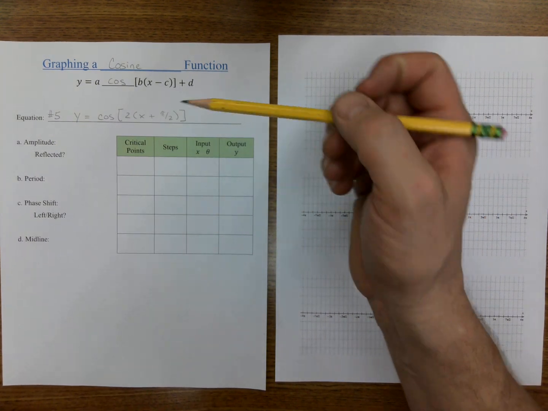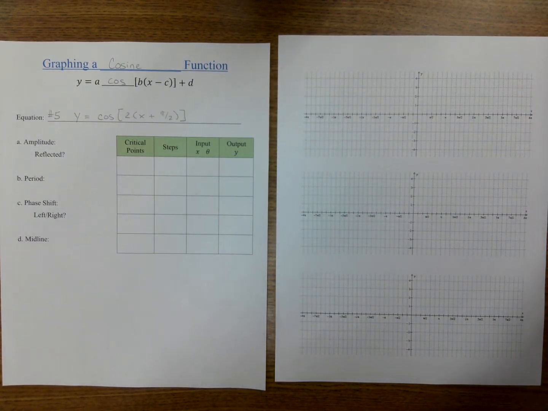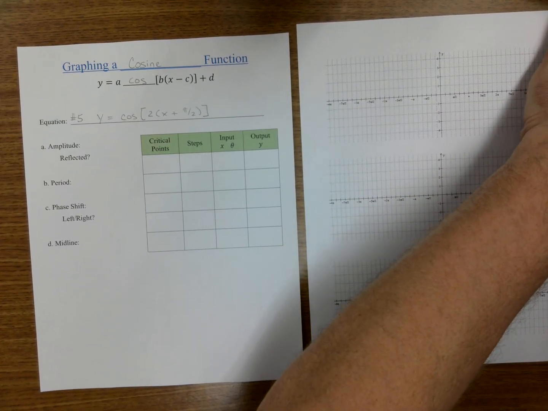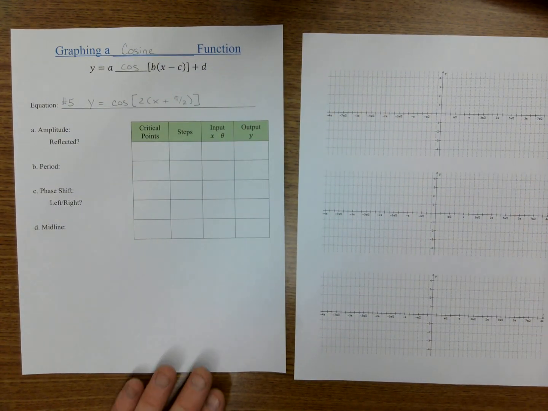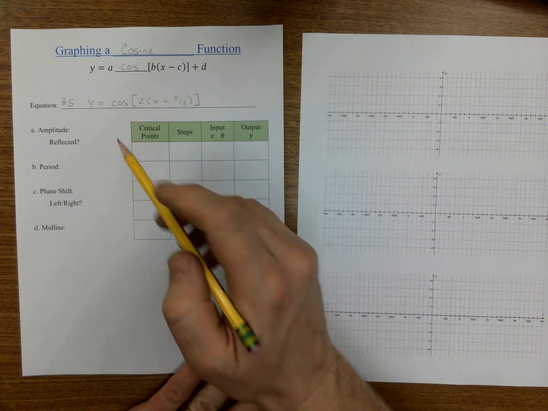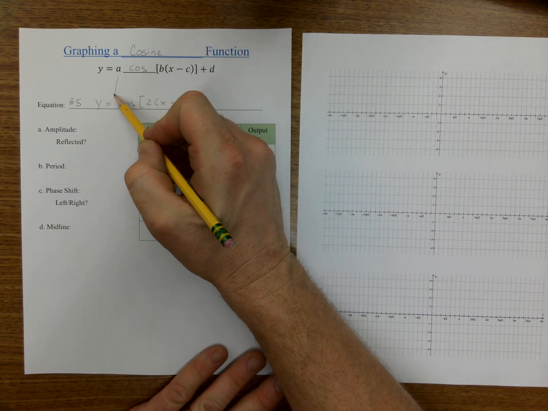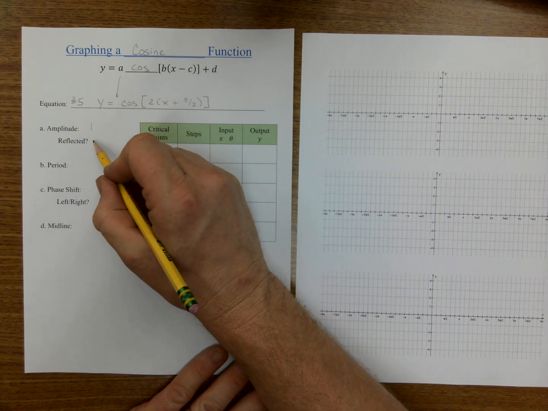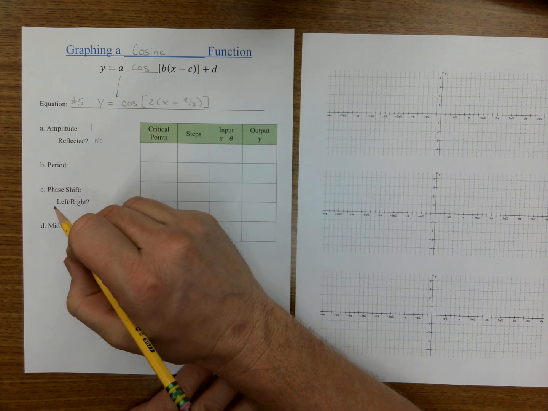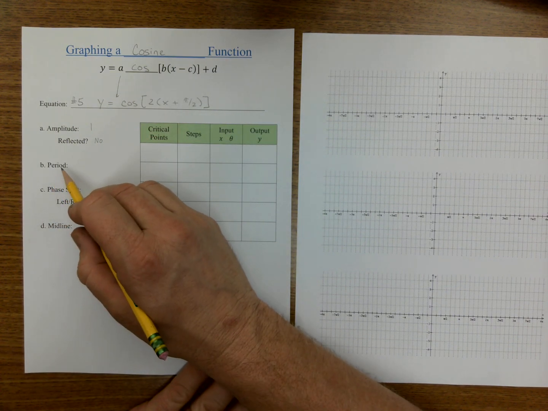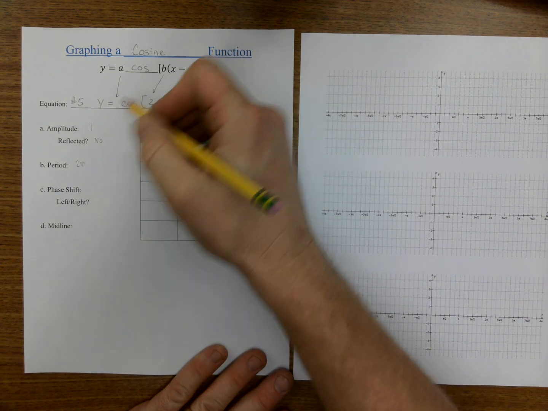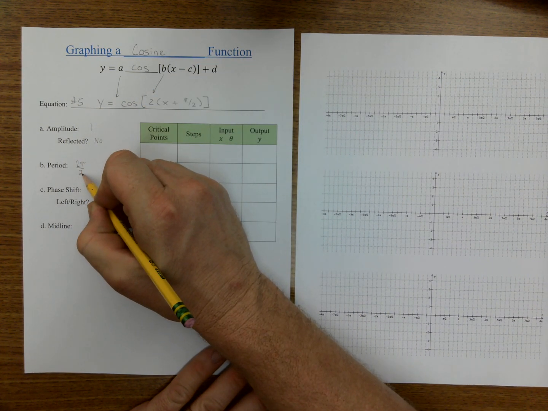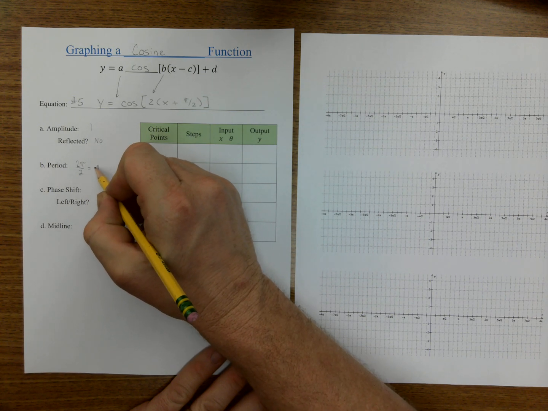All right, the cosine graph is going to operate exactly like the sine graph here. We're going to go ahead and follow our plan over here. What is the amplitude? Well, that is the a variable, so it's a 1. Is it reflected? No, it's not reflected because it's not negative. What is the period? Well, period always starts off as 2 pi. Then I divide it by the b value, so this period here is just pi.